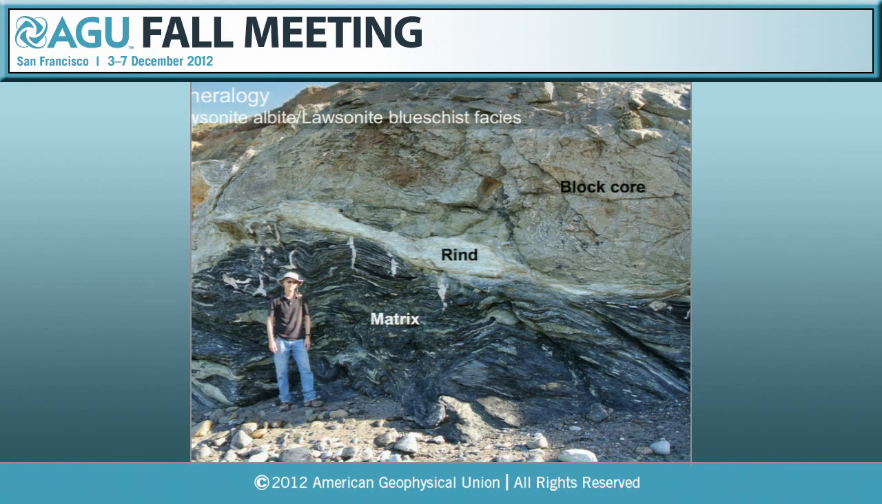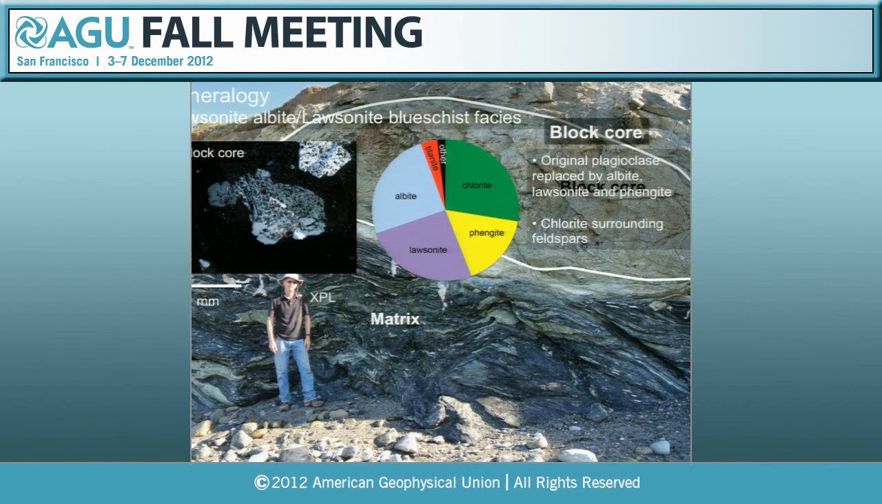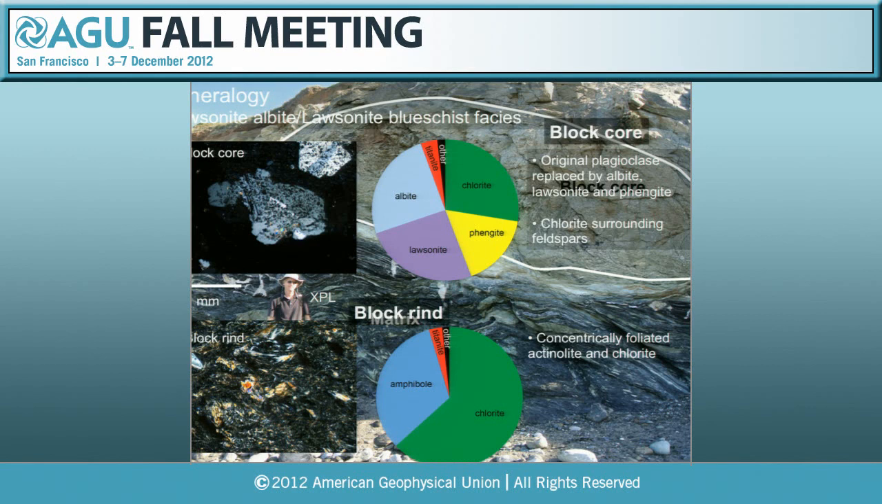All right, so there are reaction rinds in the low-grade rocks, and they have not been reported in the literature, so I wanted to spend a little bit of time describing them. This is kind of early stages in this work, but the mineralogy and chemistry of lawsonite albite and lawsonite blueschist facies rinds are fairly similar, and we see that mineralogically, most of these samples have nice plagioclase phenocrysts that are now composed of albite, lawsonite, and phengite, and then there's also quite a bit of chlorite, which is the dark material surrounding the feldspars in this cross-polarized light image.